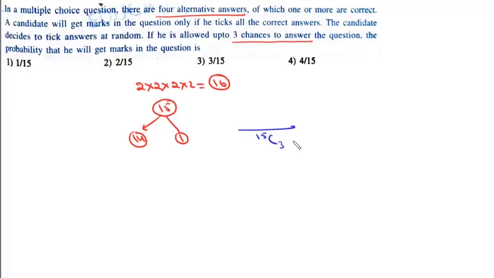So it'll be 15C3, and among these 3, one of them has to be the correct one. So it'll be this 1C1, and then it'll be 14C2. Now this is 14 into 13 by 2, and this is 15 into 14 into 13 by 3 into 2. Now 2 will cancel. So this probability is simply 3 by 15 or 1 by 5, and that's your option 3.